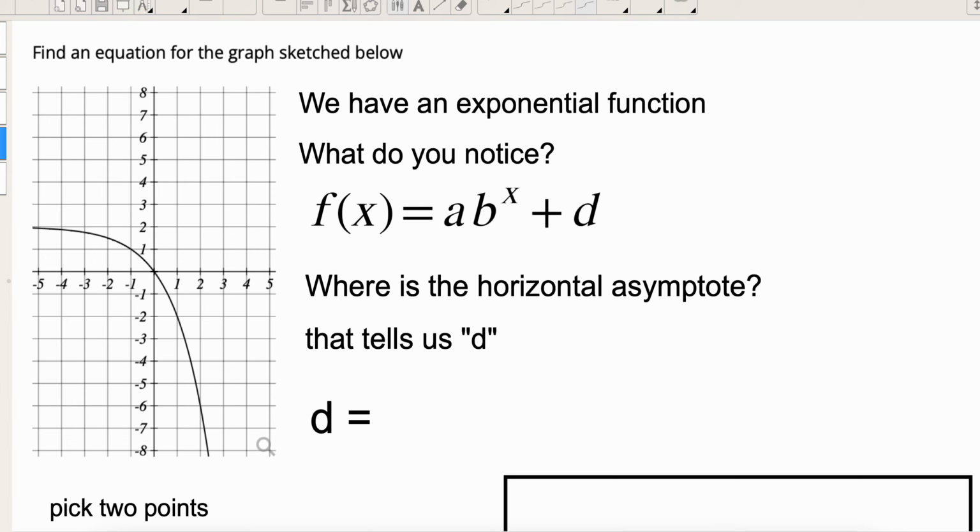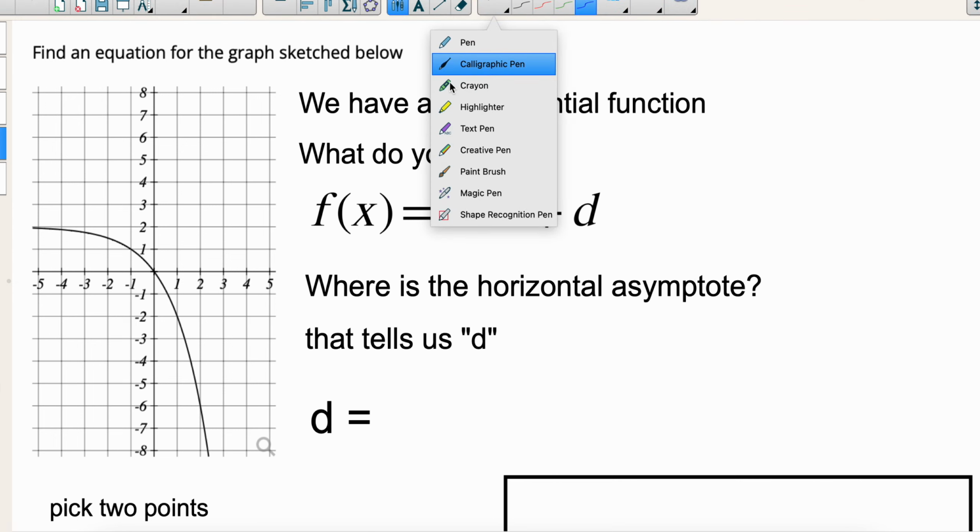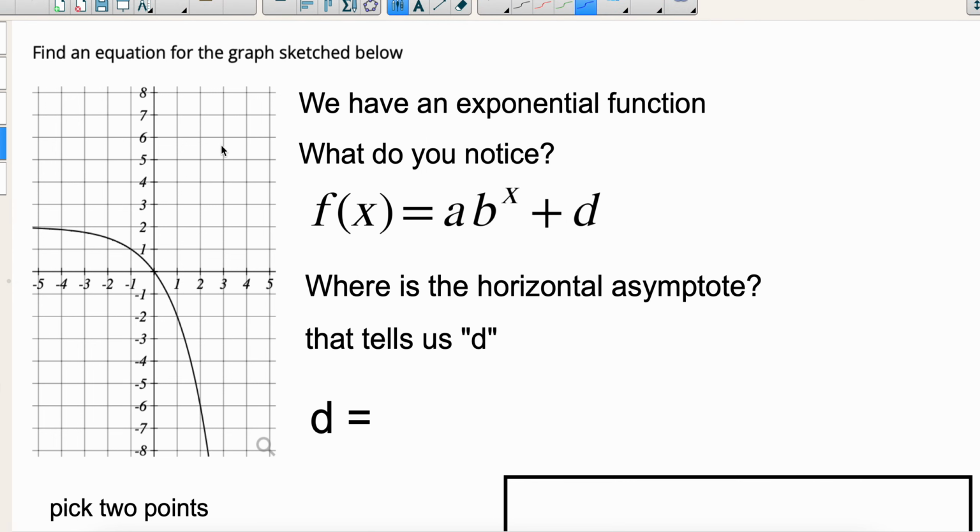Hey everyone, I'm doing a quick video on one of the homework examples that looks like people maybe are having a little difficulty with. So this says find an equation of the graph sketched. So we know we have an exponential function. Well, first we're in that chapter, but we know we have an exponential function, and this is the general form.